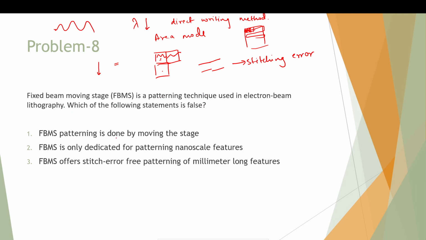Which of the following statements is false? FBMS patterning is done by moving the stage. So this is in fact true. FBMS is only dedicated for patterning nanoscale features. False, right. FBMS offers stitch error free patterning of millimeter long features. True, correct.